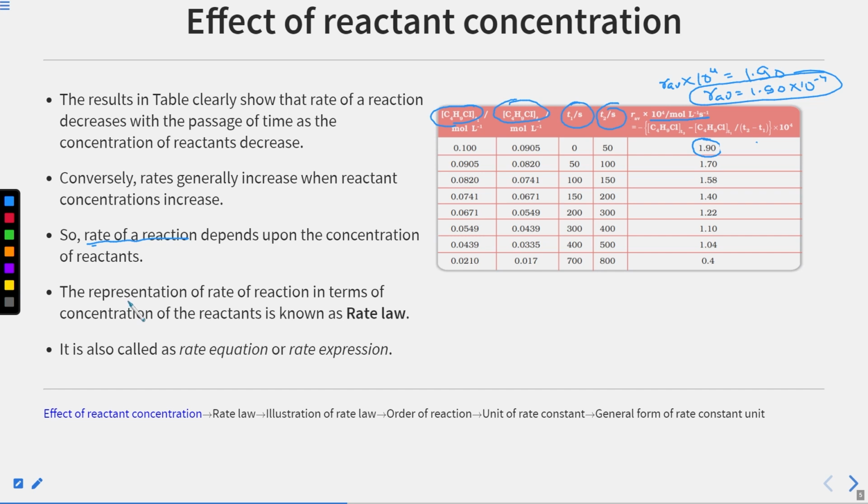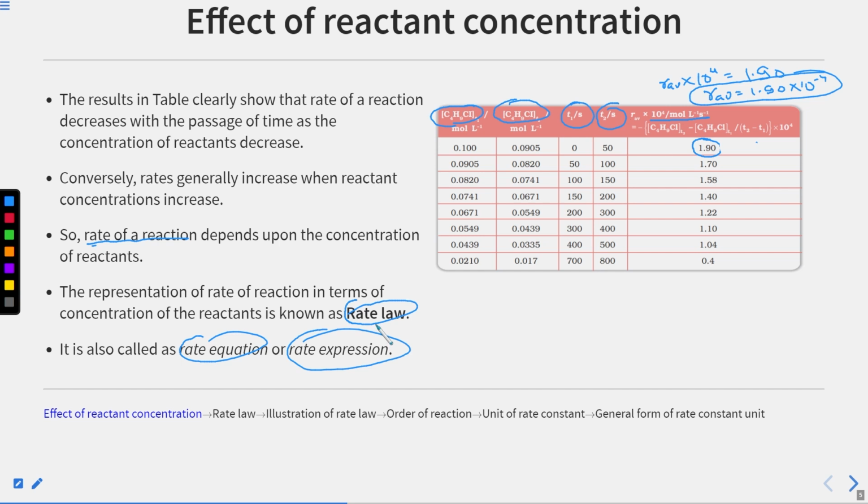If I want to quantify it using a law, we equate the rate of reaction with the concentration raised to some power, and that is called the rate law. This is the most important part of this lecture, the rate law. It is also termed the rate equation or rate expression.